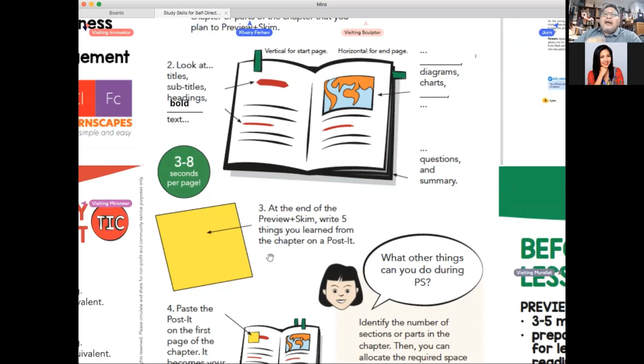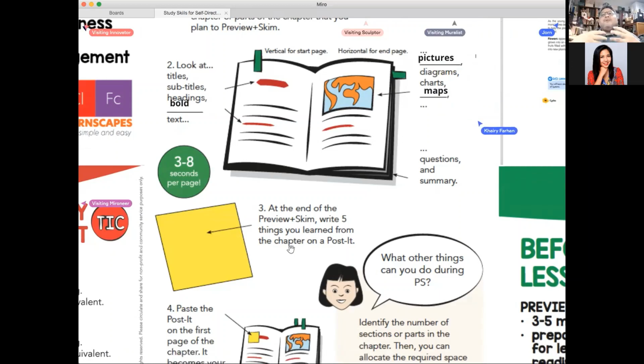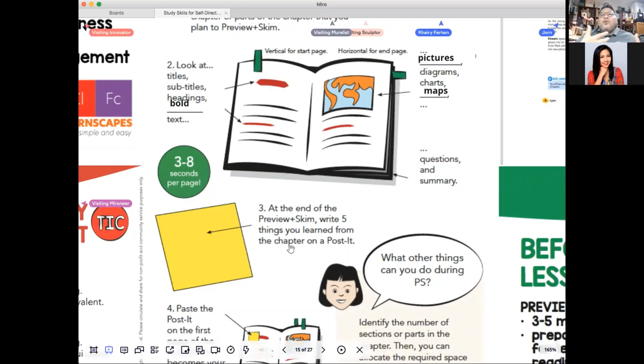When students write the 5 things that they have learned from the chapter, it is not designed to be tested or to be audited, right? It is not designed to be tested or to be audited. What it does is that it helps the students see what they capture most. So they begin to learn about how they work with information.